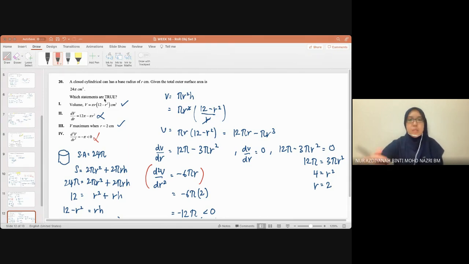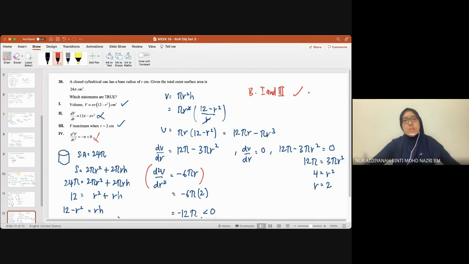So the correct answer is, I think it's option B. Okay, jawapan dia adalah option B. So B, statement dia adalah 1 and 3. Yang correct, yang true lah, 1 and 3. So this should be our final answer. Alright, so that is for question number 20.